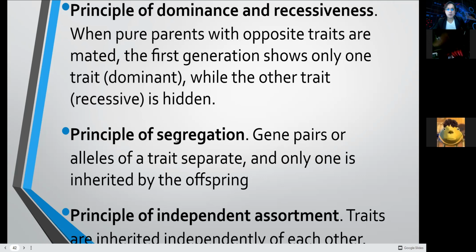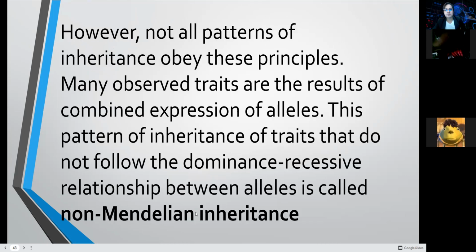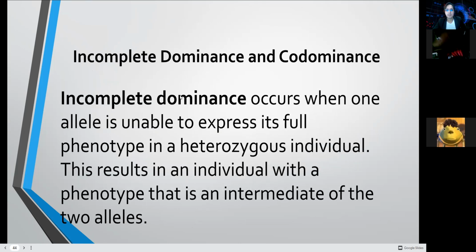However, take note, not all patterns of inheritance obey these principles. Many observed traits are the result of combined expressions of alleles. This pattern of inheritance, or inheritance of traits that do not follow the dominant and recessive relationship between alleles, is called non-Mendelian inheritance, just like codominance and incomplete dominance. So let's take a look at this one. Incomplete dominance occurs when one allele is unable to express its full phenotype.